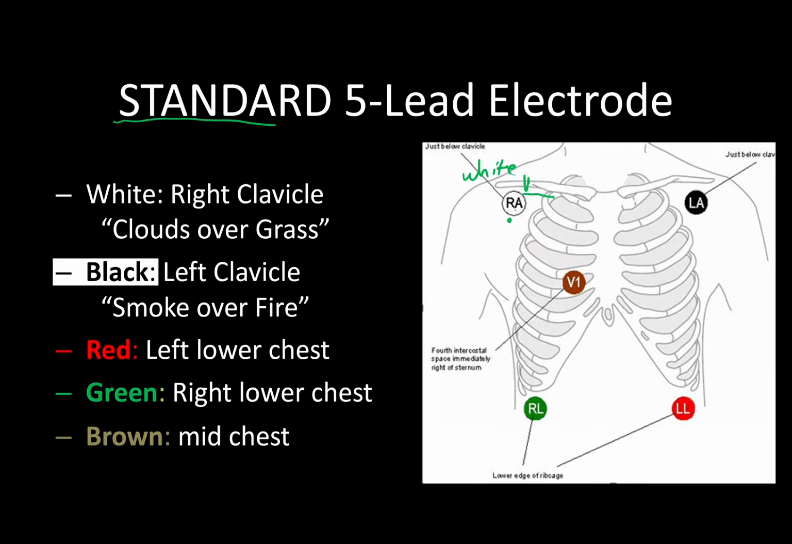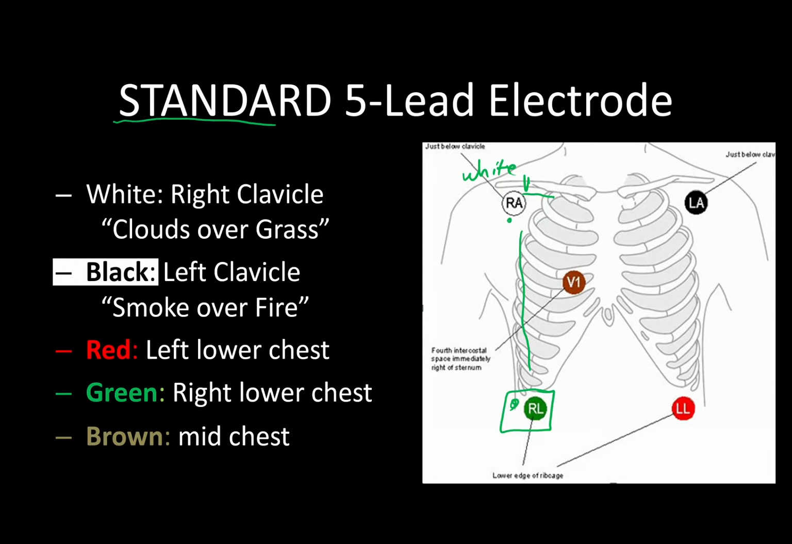Now you want clouds over grass, correct? So grass would be your green one down here. And so your green lead is going to be right there at the tip of the rib cage. It's actually a great place to put it, especially if you have an obese patient where their stomach's really rounded. Putting it at the tip of the rib cage is a really great spot. And the idea is you want to have a nice straight line down. You want to have those in line with one another.